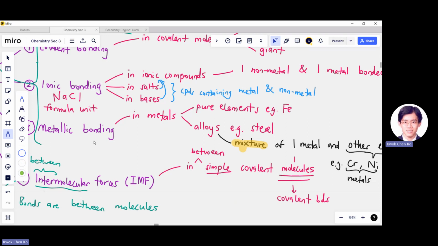This one, metallic bonding. Well, you don't use the term formula unit. You don't use the term molecule either. Right? There's no particular description for that though. So you leave it as it is.